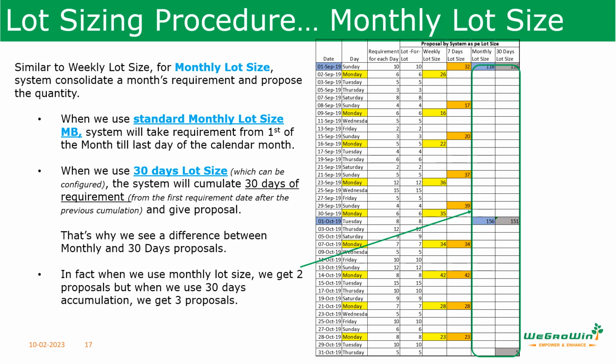So this is the difference between the standard MB lot size and the number of days you consider. You have to be careful. Don't think that defining WB and 7 are the same, or defining MB or 30 are the same. There is a difference, and because of this, your proposed quantity and proposed date may also change.